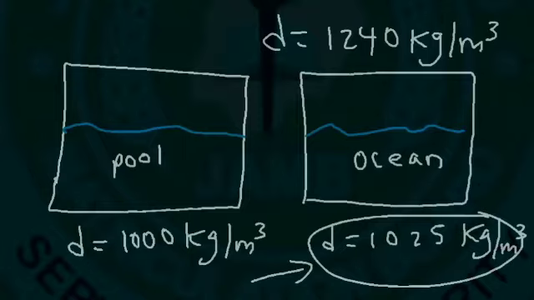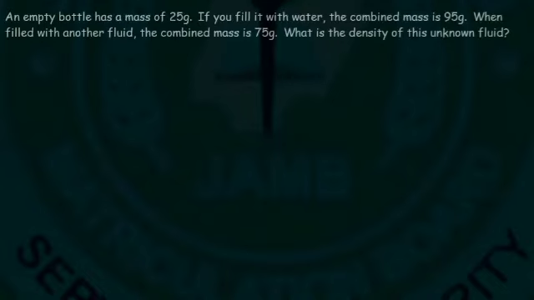And by the way, a fluid is anything that can flow. So liquids and gases, because they can both flow, are considered to be fluids. Let's try a problem. An empty bottle has a mass of 25 grams. If you fill it with water, the combined mass is 95 grams. When filled with another fluid, the combined mass is 75 grams. What is the density of this unknown fluid?